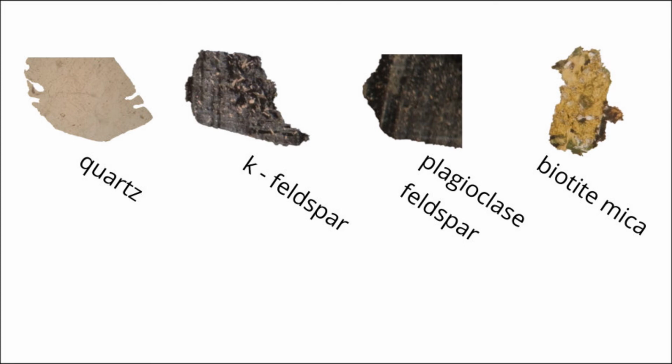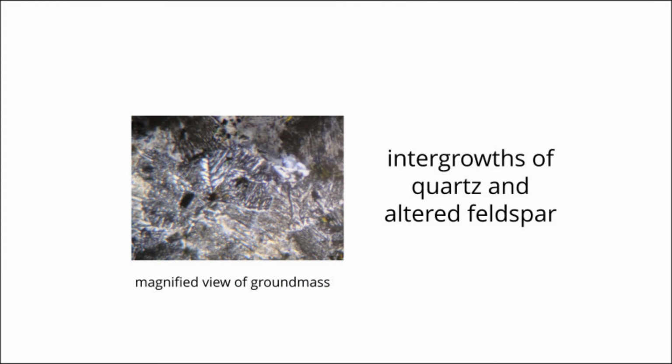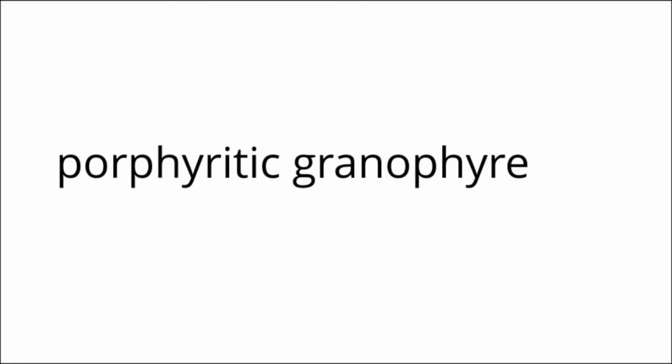The larger crystals or phenocrysts are made of quartz and altered feldspar. The quartz phenocrysts are embayed. Phenocrysts are set in a groundmass composed of micrographic intergrowths of quartz and alkali feldspar or K-feldspar. This texture is characteristic of a rock called granophyre, sometimes called micrographic granite. This rock is a porphyritic granophyre. It is an igneous rock that crystallized from a siliceous magma and placed in a subvolcanic minor intrusion.